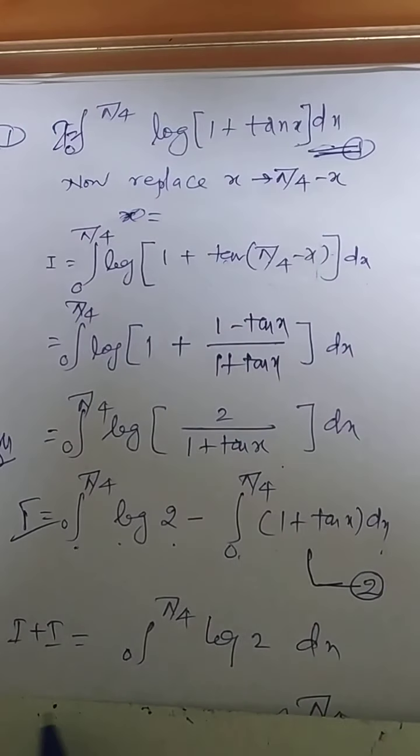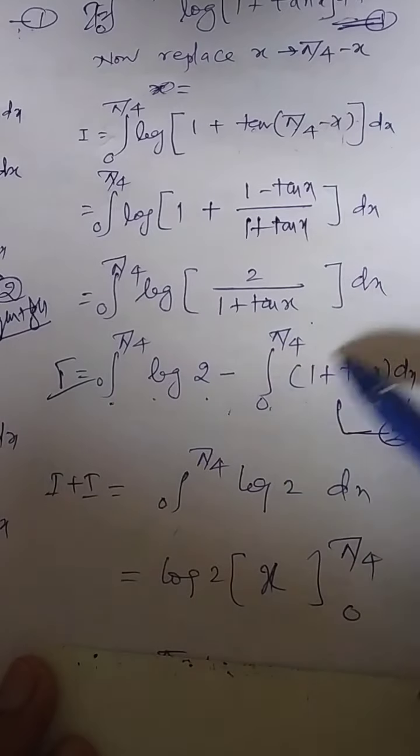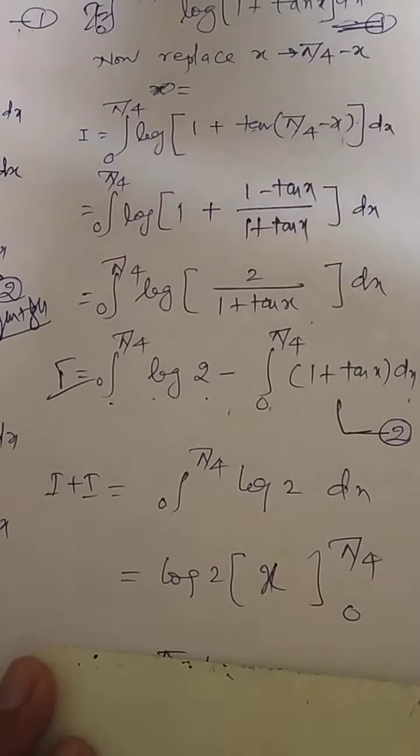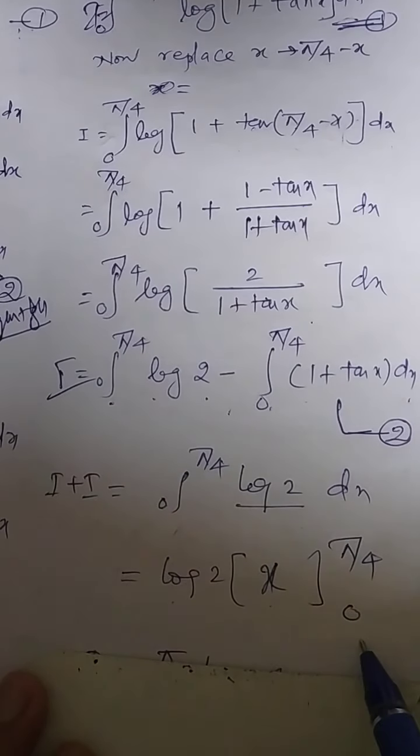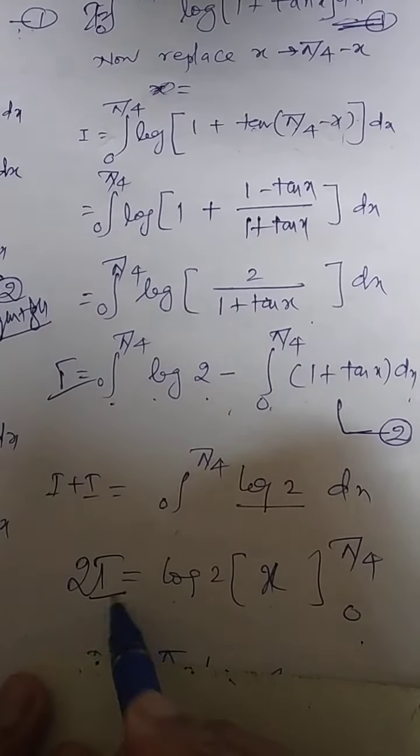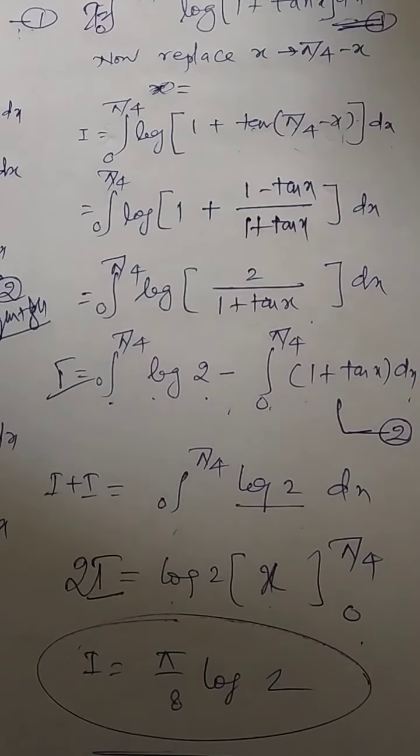Add them. You are getting I plus I, 0 to pi by 4 log 2, because this term is going to get cancelled over here. So log 2 being a constant will come outside, x from 0 to pi by 4. This is the value of 2I, and simplifying you will get I equal to pi by 8 log 2.